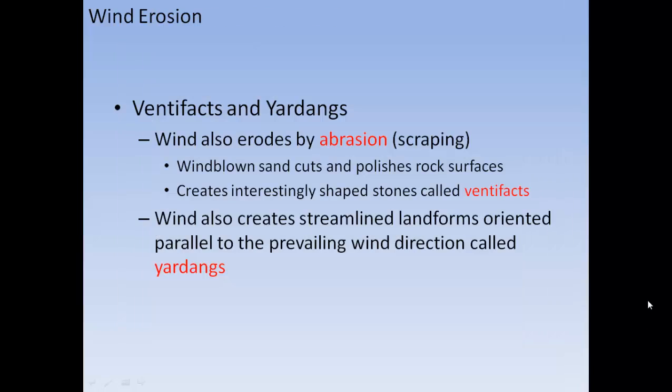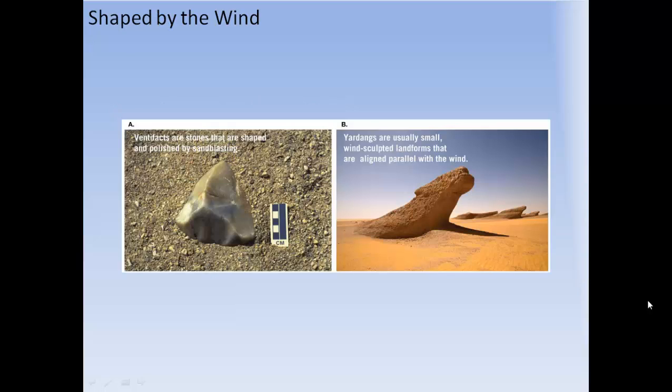Ventifacts and yardangs. Wind also erodes by abrasion, or scraping. Wind-blown sand cuts and polishes rock surfaces, creating interestingly shaped stones called ventifacts. Wind also creates streamlined landforms oriented parallel to the prevailing wind direction, called yardangs. Ventifacts are stones that are shaped and polished by sandblasting. Yardangs are usually small wind-sculpted landforms that are aligned parallel with the wind.